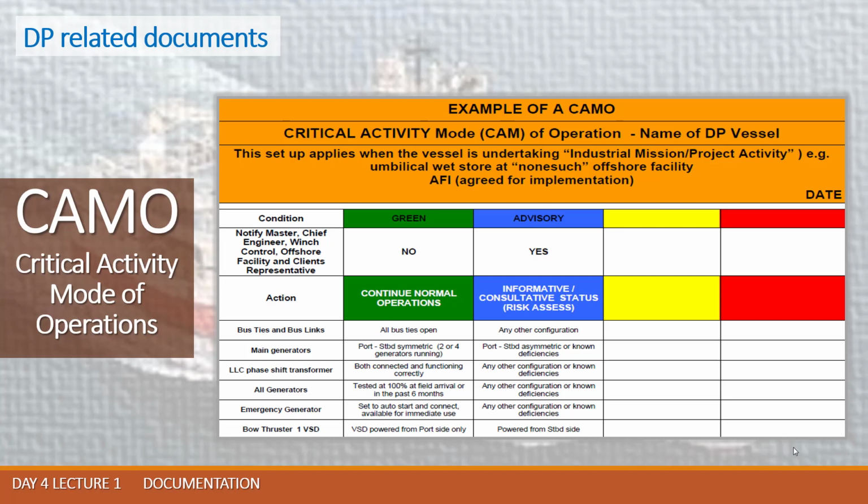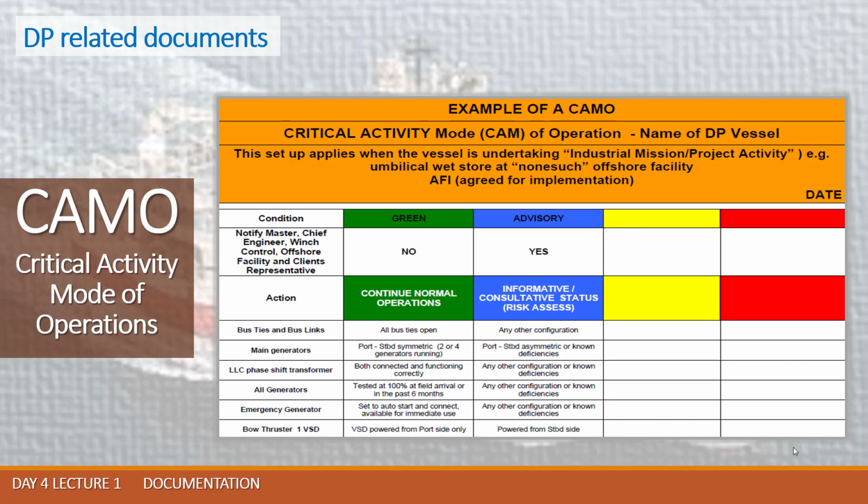And we have two main columns, green and advisory. We continue operations as normal if, as stated in the action, the condition group parameter meets the requirements indicated in the green column. For example, bus ties and bus links: all bus ties open. Enough.